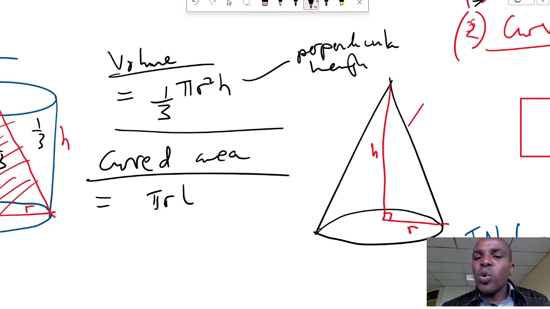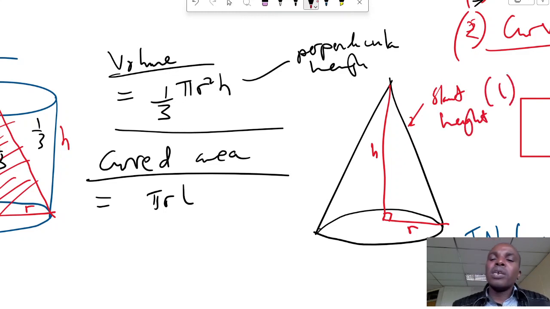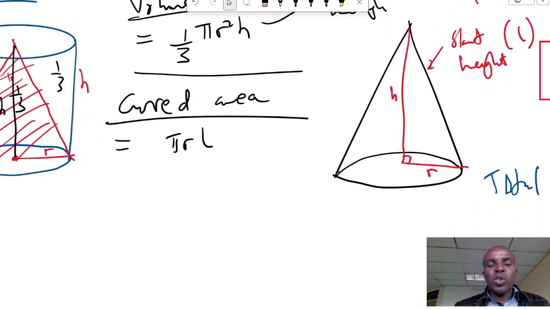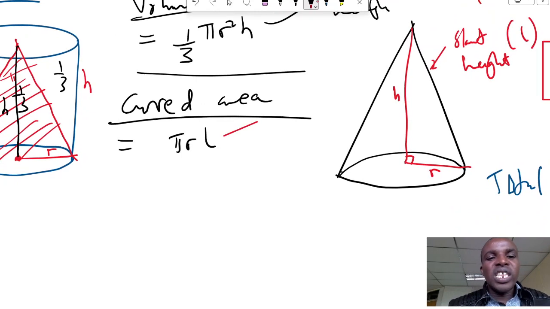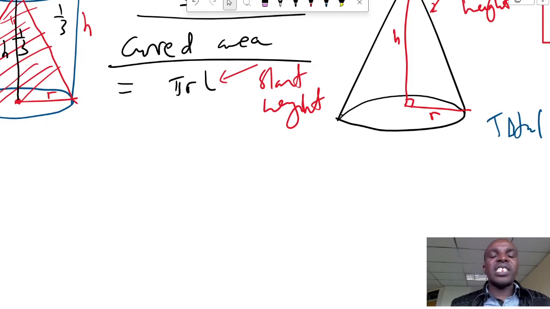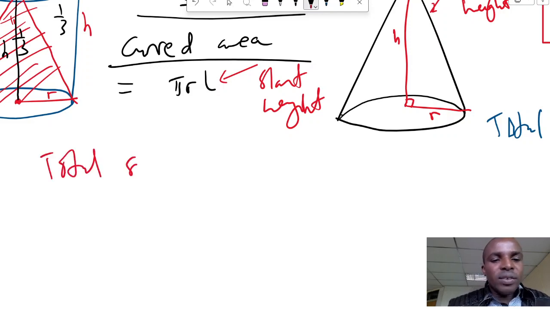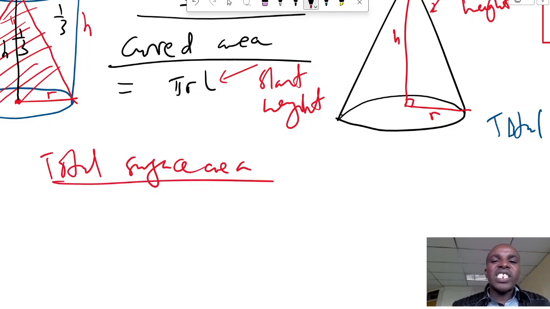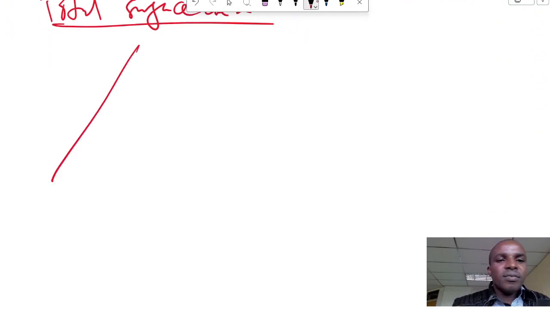Then this part is called the slant height of a cone. A slant height is represented by L in most cases. So the L for the curved surface area is the slant height, where L is the slant height. Take note of that part. That's the curved surface area of the cone. Then the total surface area of the cone. Total surface area, if you can check our cone.